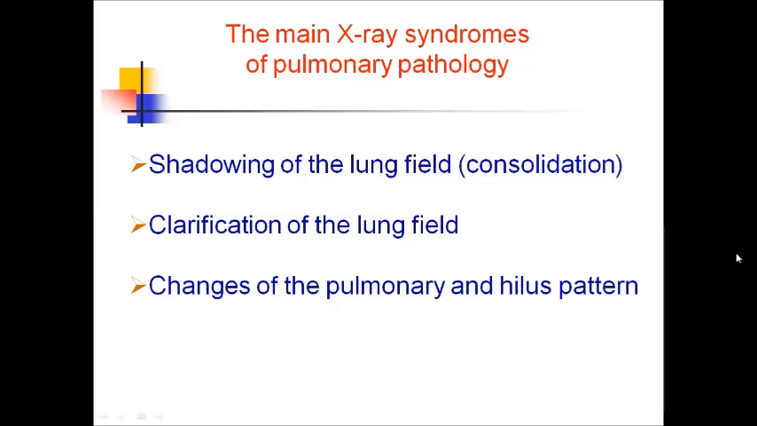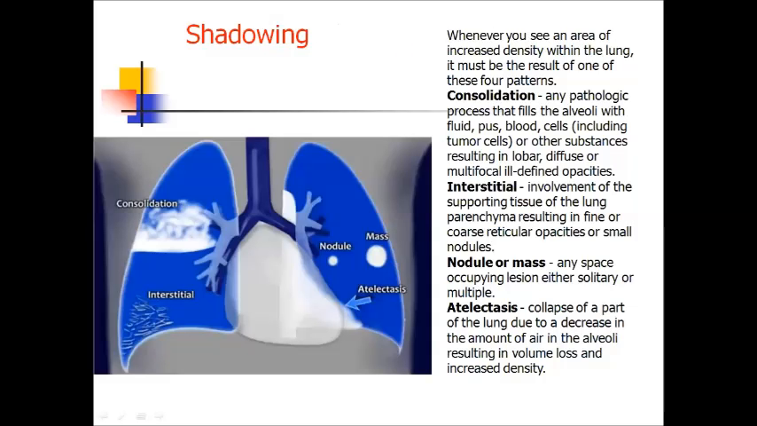Main X-ray syndromes of pulmonary pathology. 3 large groups of syndromes may be found: shadowing of lung fields or consolidation, clarification of the lung field, and changes of the pulmonary and hilar pattern.